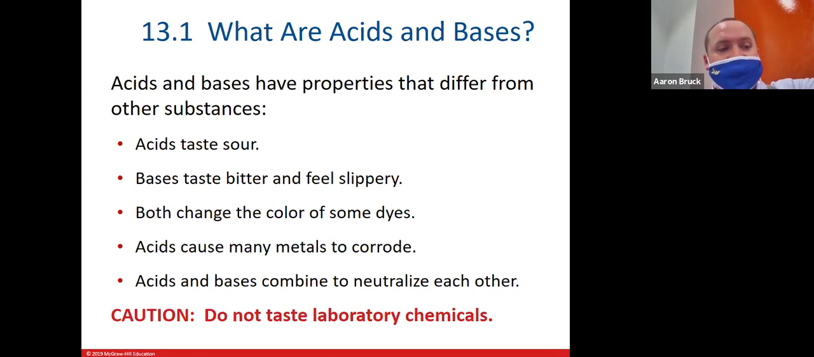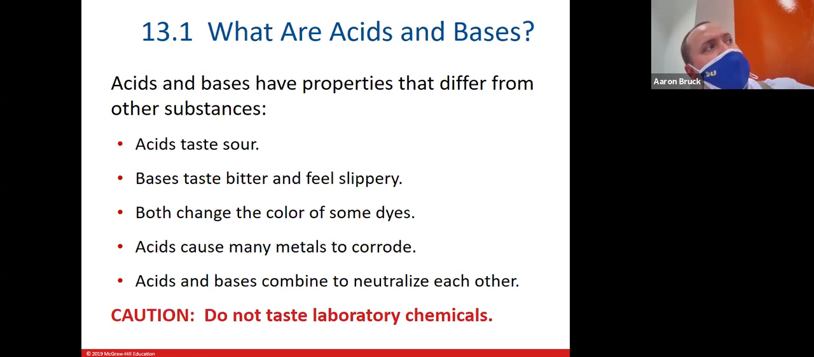You saw this in lab last week. Acids and bases are capable of changing the color of dyes. In particular, you looked at litmus. Acids turn litmus red, bases turn litmus blue. You also saw that with phenolphthalein, base was able to turn phenolphthalein pink, whereas an acid kept it in a colorless state.